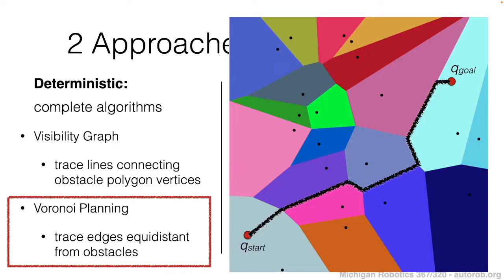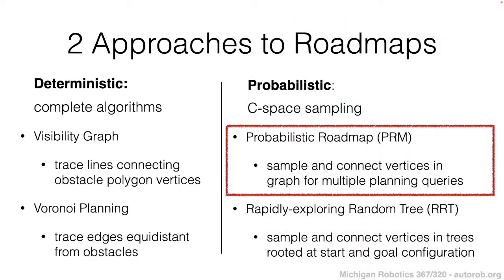A shared characteristic of both visibility graphs and Voronoi diagrams is that they can be created using deterministic algorithms and then used for roadmap construction. In contrast, there's a second set of algorithms for creating roadmaps that attempts to be more efficient by considering portions of the space in a much sparser manner. These fall into the category of probabilistic algorithms that rely on sampling within the configuration space to create the underlying roadmap data structure.